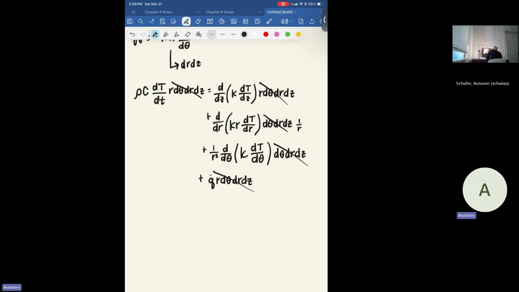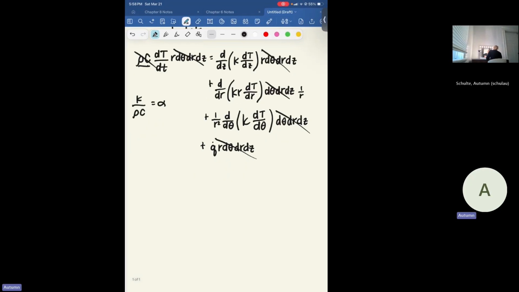To make our life easier, we can say that these thermal conductivities do not change whether or not we're in the z direction, the angular direction, or the radial direction. So we can take all of those out of the derivatives and divide by our density times our heat capacity. Because as we remember, thermal conductivity divided by density and heat capacity is thermal diffusivity, or alpha.